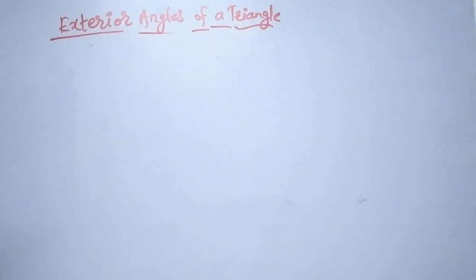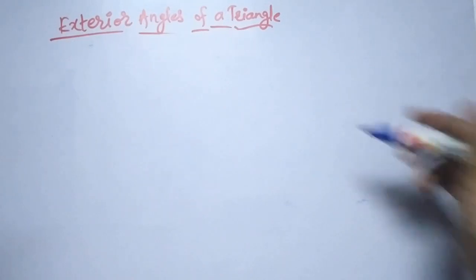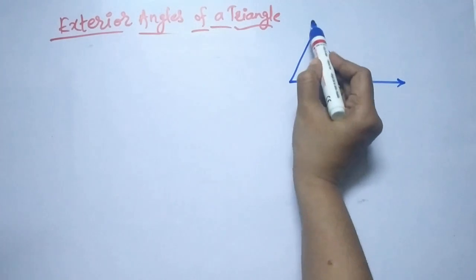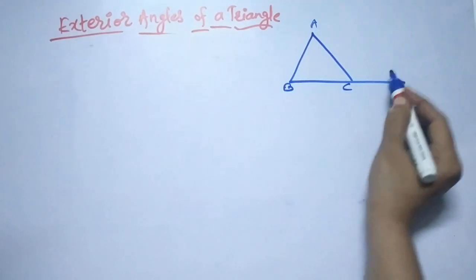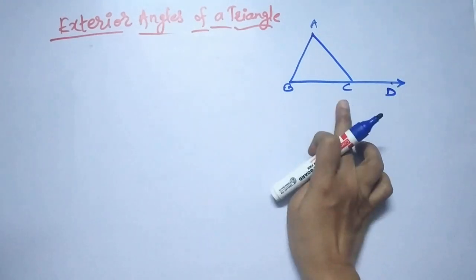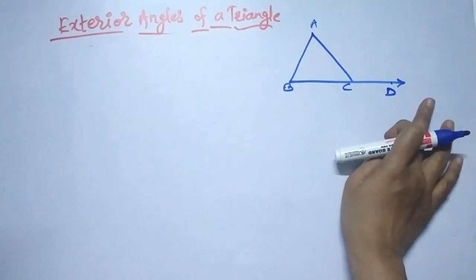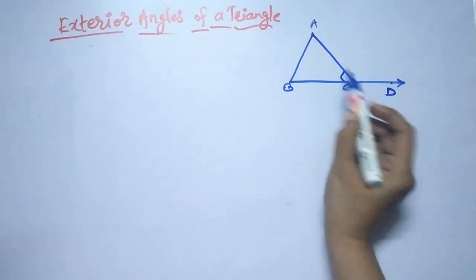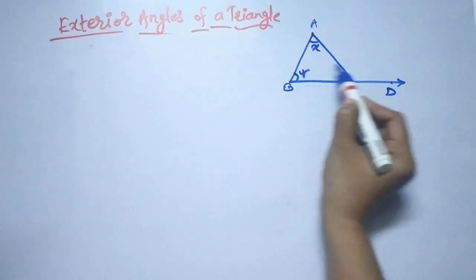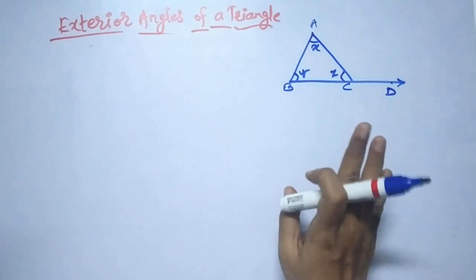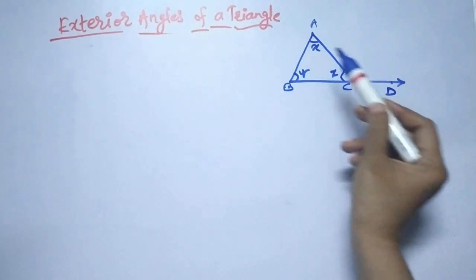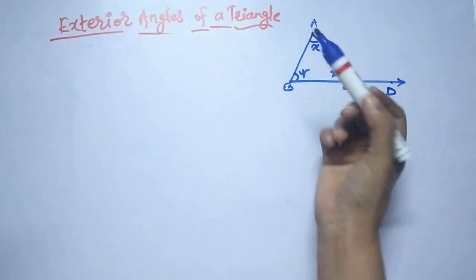So friends, now I'm going to prove how the exterior angle is equal to the sum of the opposite angles. Let us consider this triangle, named ABC, and suppose this is a point D on this ray. The BC ray is extended here. Now I'm naming the angles: this angle is X, this angle is Y, this angle is Z. I want to prove that this angle ACD is equal to angle X plus angle Y.